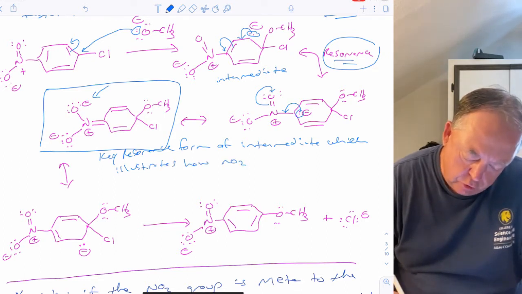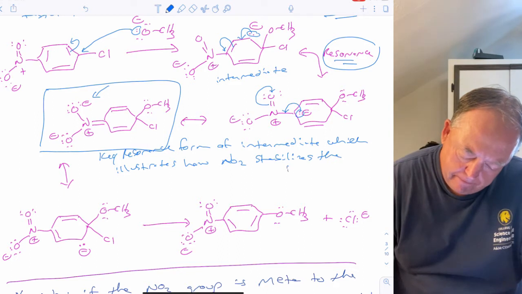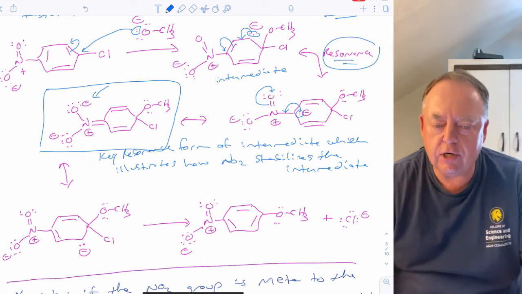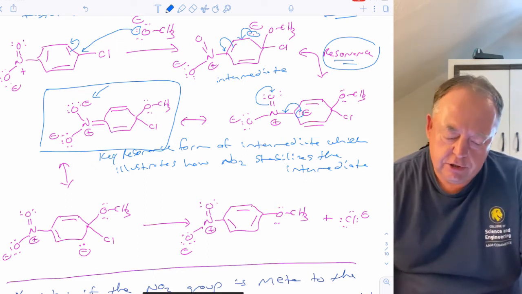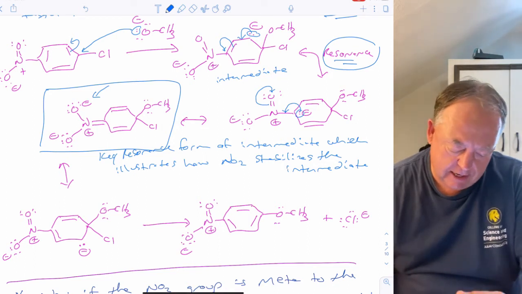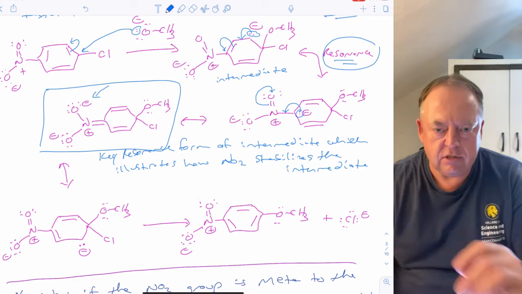which illustrates how the NO2 group stabilizes the intermediate, because anytime you can delocalize charge, that stabilizes the charge. And so if you make that intermediate more stable, again, the activation barrier to make it is lower, and so the reaction proceeds faster.